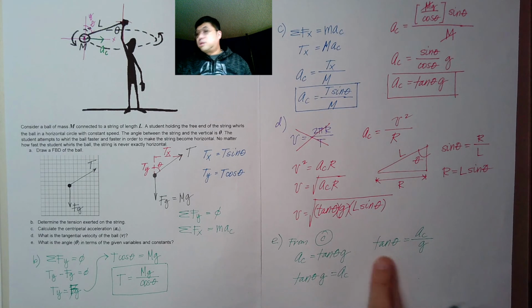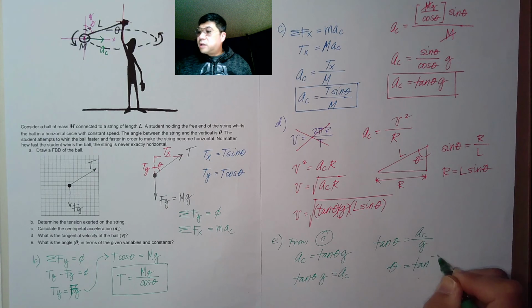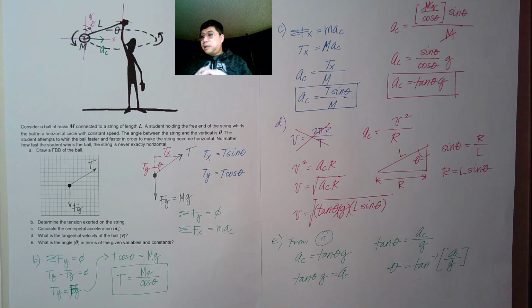Or I'm not concerned about tangent theta, but I'm only concerned about theta. So now I can take the arc tangent of a sub c, which is the centripetal acceleration over g. So it's basically the ratio of the centripetal acceleration and the acceleration due to gravity. And then you take the arc tangent of that ratio. That is your angle.